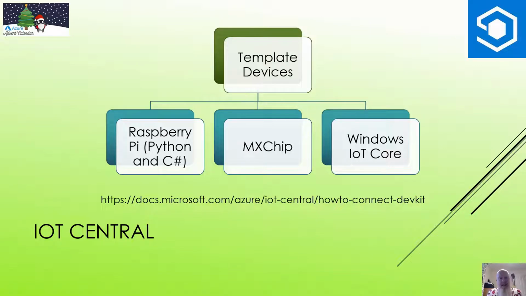So here's a little link to how to connect those dev kits. So either Raspberry Pi, it supports both Python and C#. I will say when I've set up the C# one, I think I spent a whole day downloading all the updates to the Azure SDK and getting all the packages deployed just to get a working solution. So don't underestimate the time for that. It's a lot easier with the Windows IoT Core, and also, I say, the MX chip is the one I'm going to use.